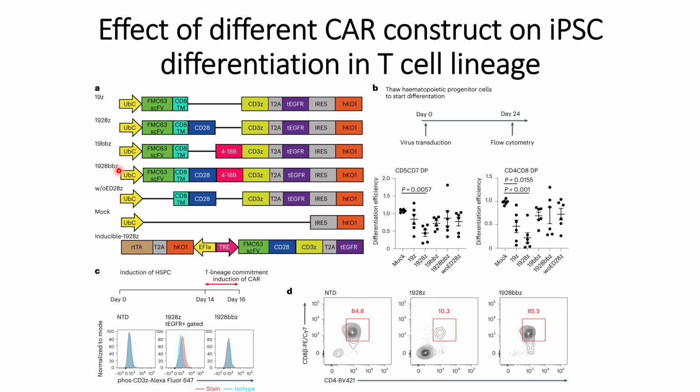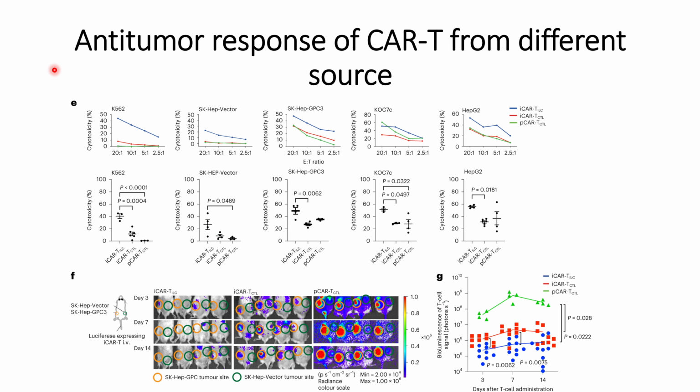So they decided to continue with this third generation of CAR-T to check the anti-tumor response of CAR-T from different sources. And they used three different conditions. First, the control, that is SK Hep vector, that does not have the antigen, another one is the K562 cell line, and the third one is SK Hep GPC3. They also used other non-antigen cell lines, that is KOC7C and HepG2.